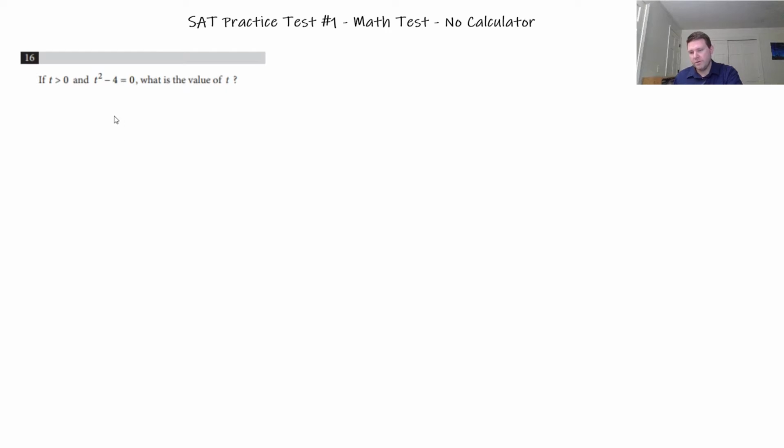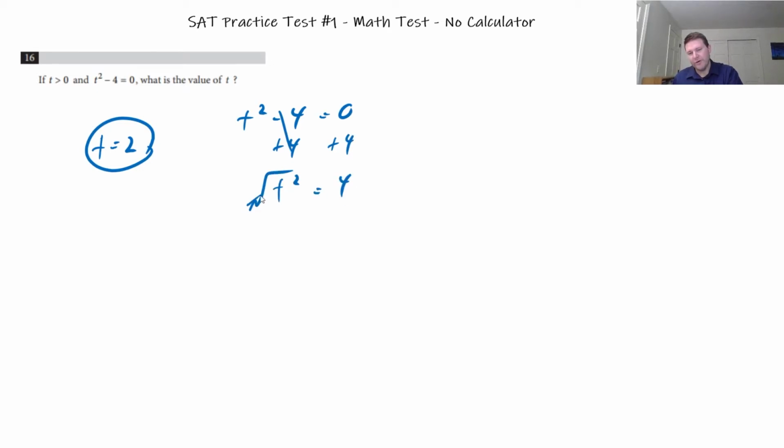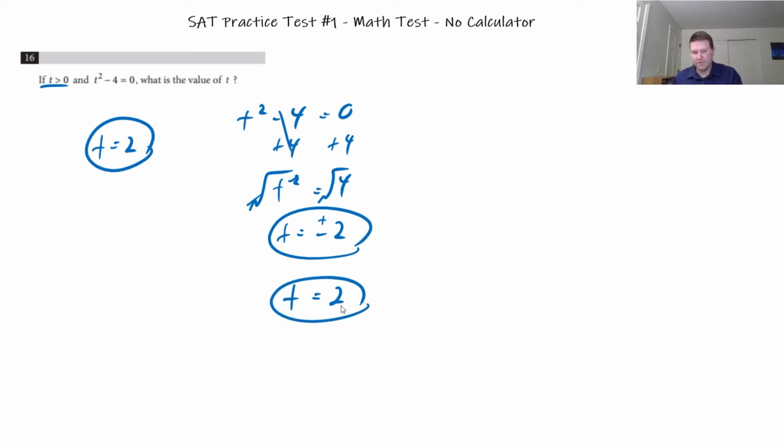So a couple ways you could do this. Most people will just be like, what number squared minus 4 makes 0? And that is just 2, okay? So that is totally fine. Now, the other ways you could do this are, if you're sort of mathematically neurotic and you want to show all your work, you could be square rooting both sides and getting plus or minus 2, but then realizing that t has to be greater than 0. So that just leaves positive 2, right?